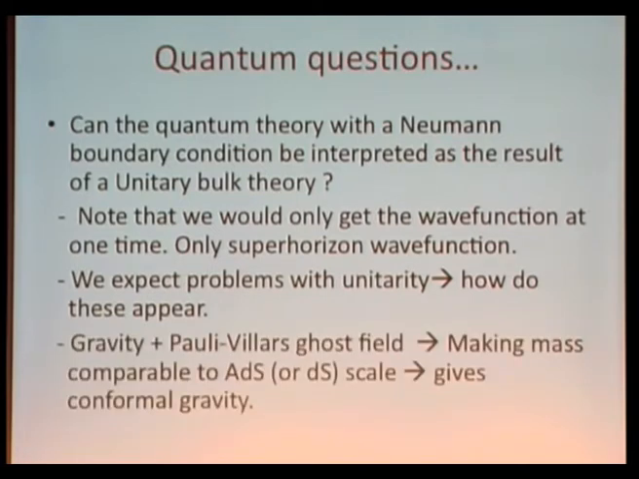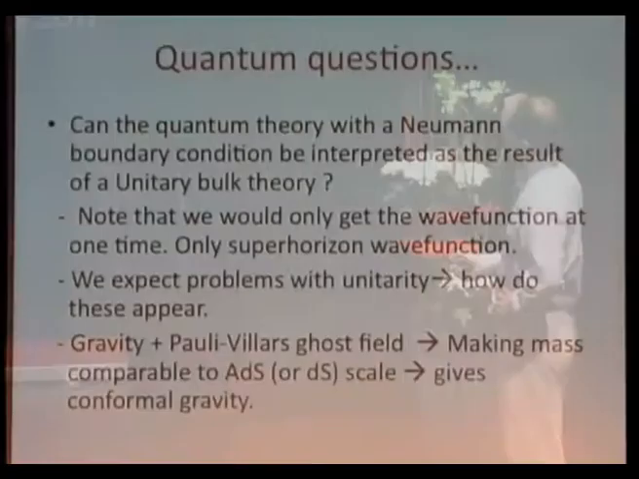What we're really doing is that conformal gravity is essentially gravity plus a Pauli-Villars ghost field. Ordinarily we view the Pauli-Villars ghost field as being very massive, and then we get pure gravity. But here we're making this Pauli-Villars ghost field of the same order as the mass of the ordinary graviton. I mean, it's of the order of the radius of DS or ADS.